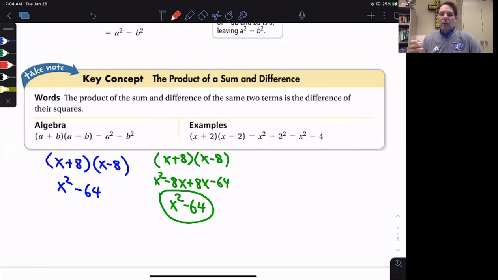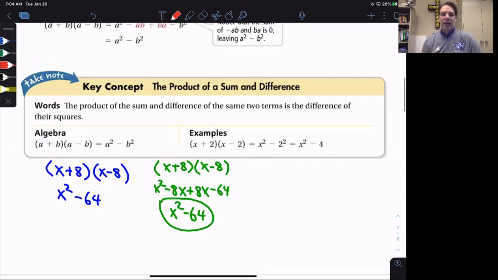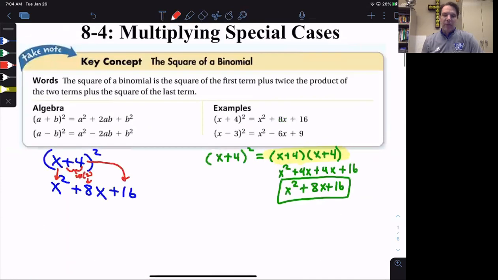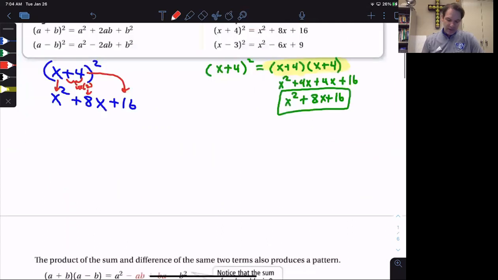So if you can recognize that you've got difference of squares, all you have to do is multiply the first times the first and the last times the last, and that's your answer. Okay? Now that only works with difference of squares. If they both have the same sign, then we're back up here to the top doing the square of a binomial. Okay? All right.